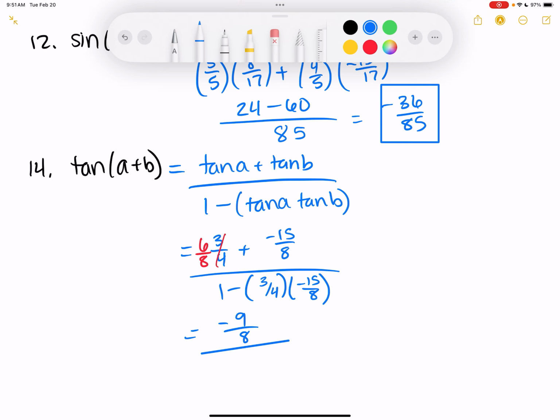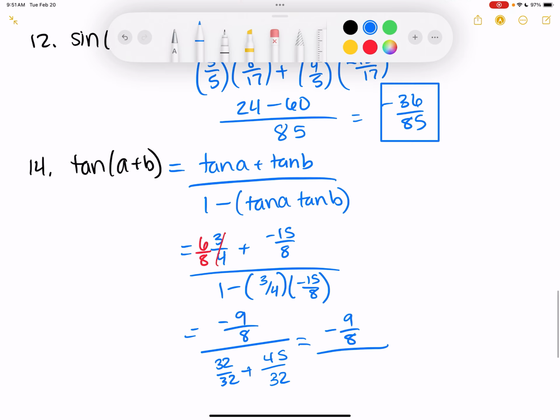I know this is going to have a denominator of 32, because 4 times 8 is 32. So I'm going to write this as 32 over 32 minus, nope, plus because of the sign, negative and negative, so positive. So 45 over 32, which is going to be negative 9 over 8 over 77 over 32. Keep, change, flip. Negative 9 over 8 times 32 over 77. 8 and 32 become 4. So that ends up being negative 36 over 77.